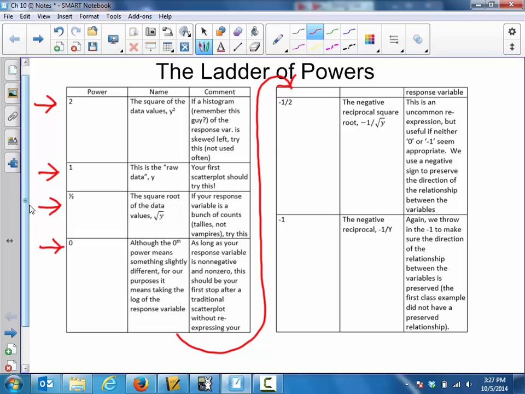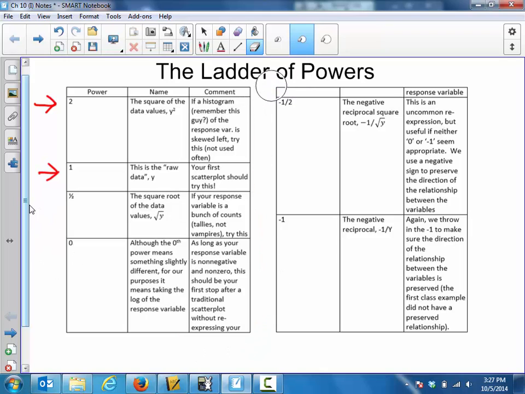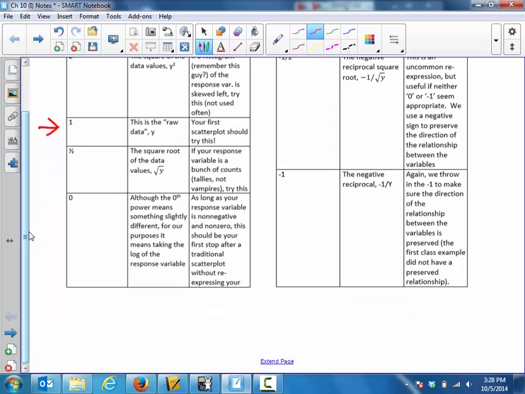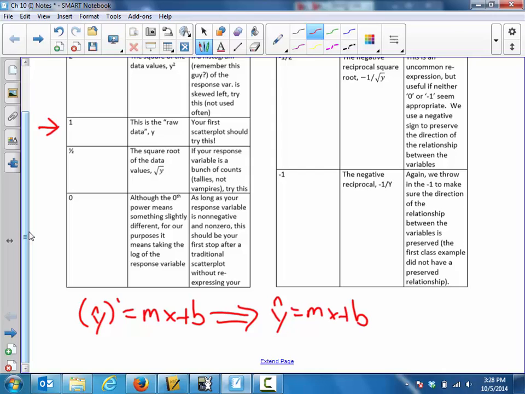Let's start with the basics. You guys have been working with this rung that's still highlighted the whole time, at least since Chapter 8 when we identified the regression line. Rung 1 is the power of 1 for your Y hat, so this would be Y hat to the first power equals mx plus b. That's just the regression line. That's where you start every scatter plot, so there's nothing new there.